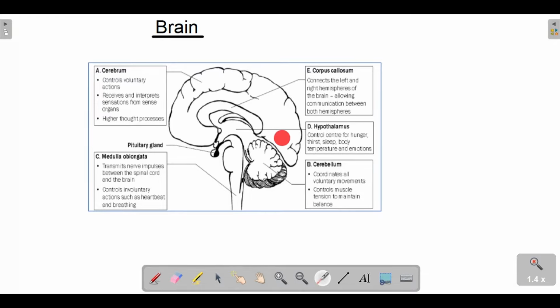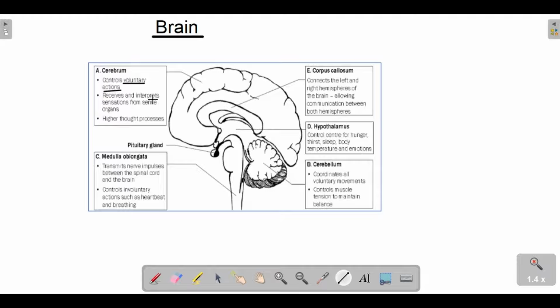So the biggest part of the brain is the cerebrum. Take note of the terms because some of these terms are actually similar. So the cerebrum is the biggest part of the brain. Okay, so there we go. All of that part is the cerebrum. Right. Now, the cerebrum controls voluntary actions. So, any action that you are doing willingly is controlled by the cerebrum.